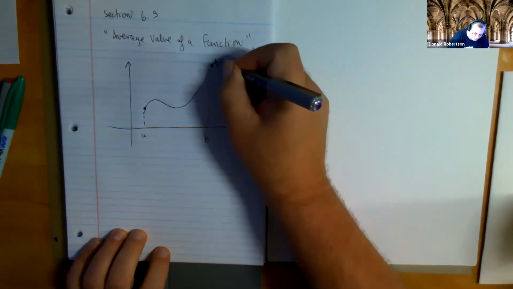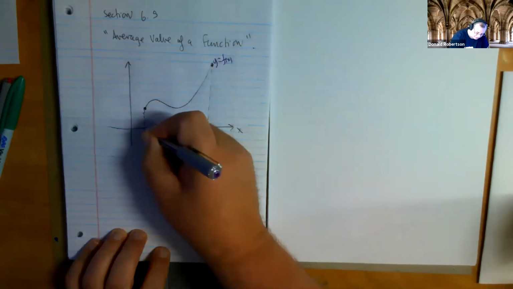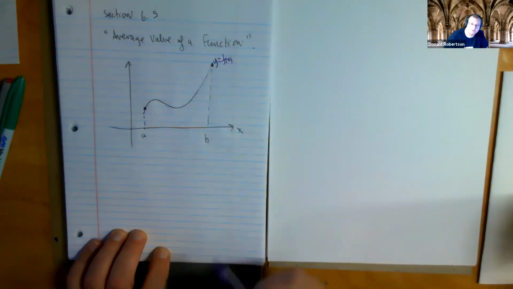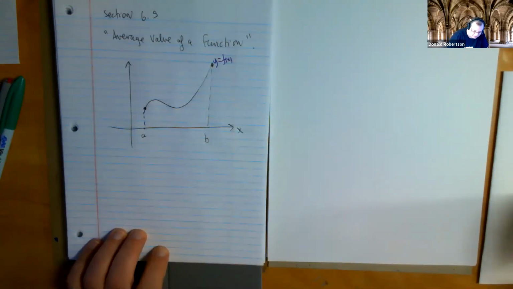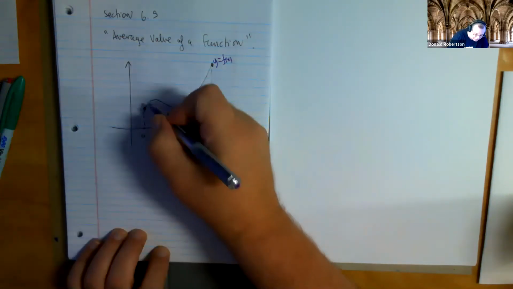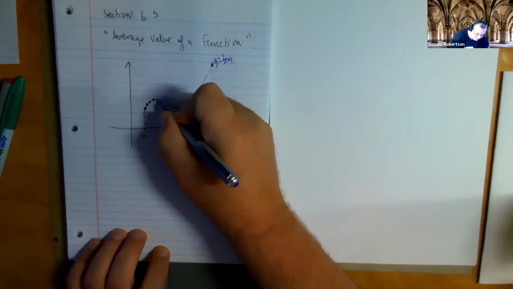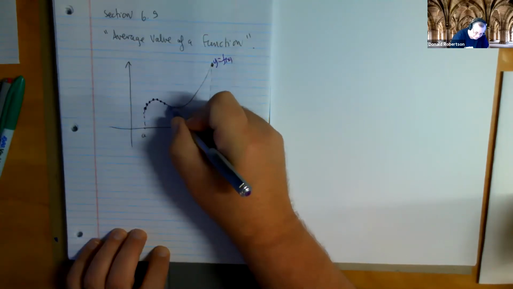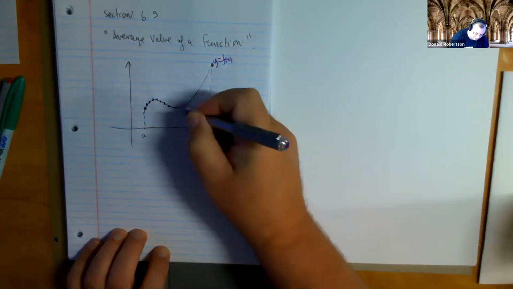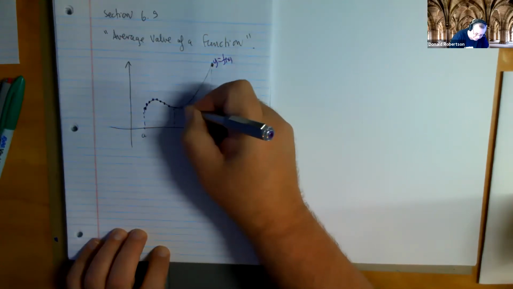This is the function y equals f of x. It starts at a, it finishes at b. And we are after what's called the average value of the function. So I want you to just imagine that I was trying to find the average height, which is what the average value of the function is. The height would be, like, that distance there, for instance, right?